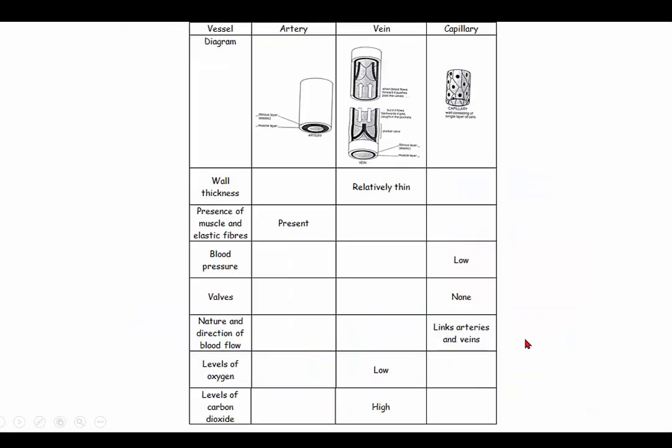So just to compare each one, if we go through this step by step, in terms of wall thickness, the thickest one by far is the arteries. They've got a really thick wall, whereas veins have a very thin wall. Capillaries, their walls are only one cell thick.